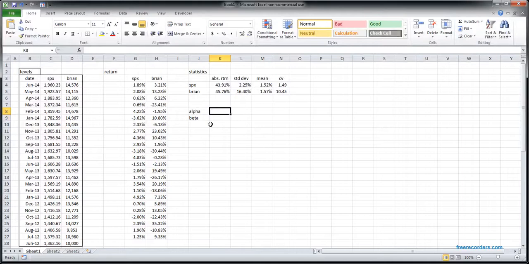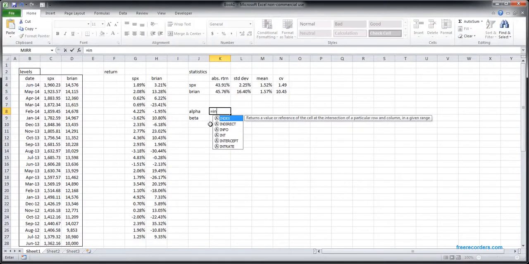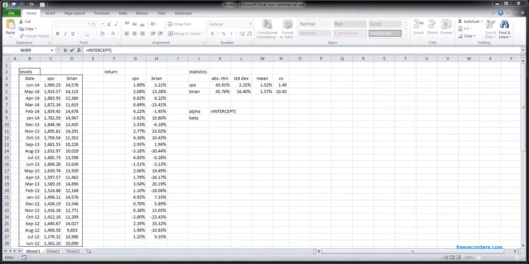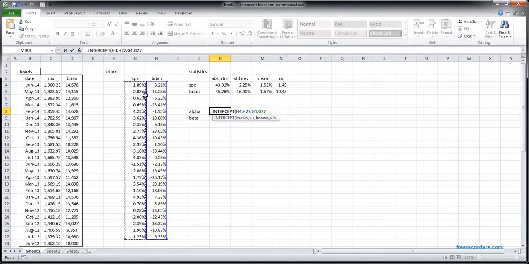There are some functions built right into Excel. We'll call it intercept, and then my known y's. You have to understand the difference between your dependent and your independent variable. Since we want to know how our portfolio did compared to the S&P 500, I'm going to set my portfolio as the dependent variable, so that's the y, comma, and then my x's are the independent variable, the S&P 500.